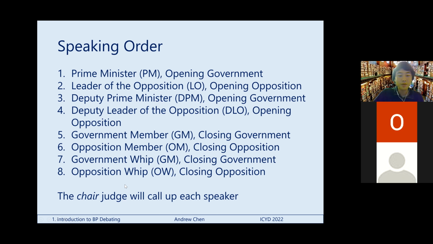You shouldn't need to worry too much about the speaking order. Firstly, because it is fairly logical, it just alternates between the two sides, as we're about to see. And secondly, because the chair judge in each debate will thank each speaker for their speech and then call up the next speaker. So you don't really need to memorize this yourself, and you'll get the hang of this after a debate or two.